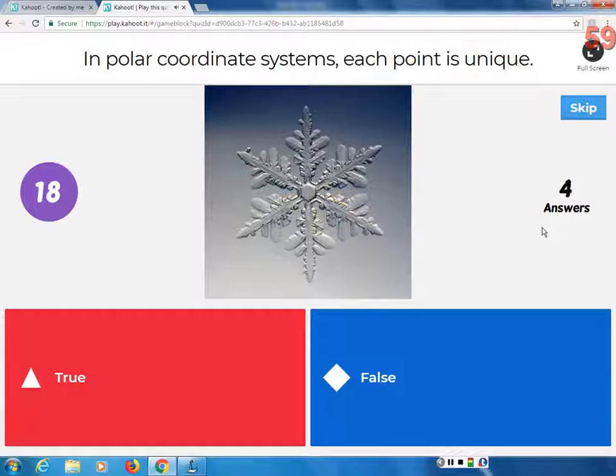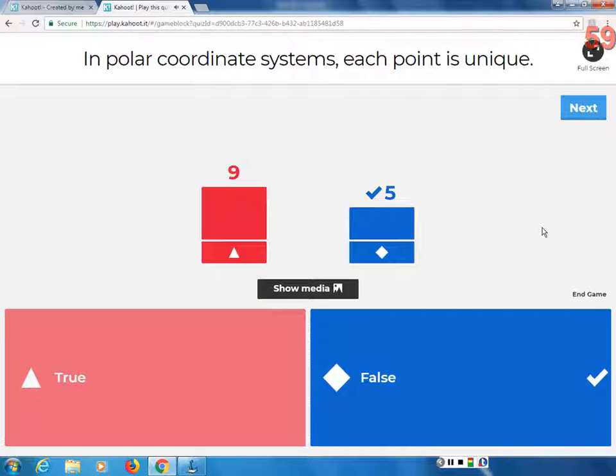Is that true or false? In the polar coordinate system, each point is unique. True or false? Why is it false? Because you can rewrite a point in all those different ways. You can add 2 pi, you can make r negative and add multiples of pi or subtract pi's. Oh, God. Threw me off with a snowflake. Okay, I added fun little pictures, but it's nothing to do with problems.